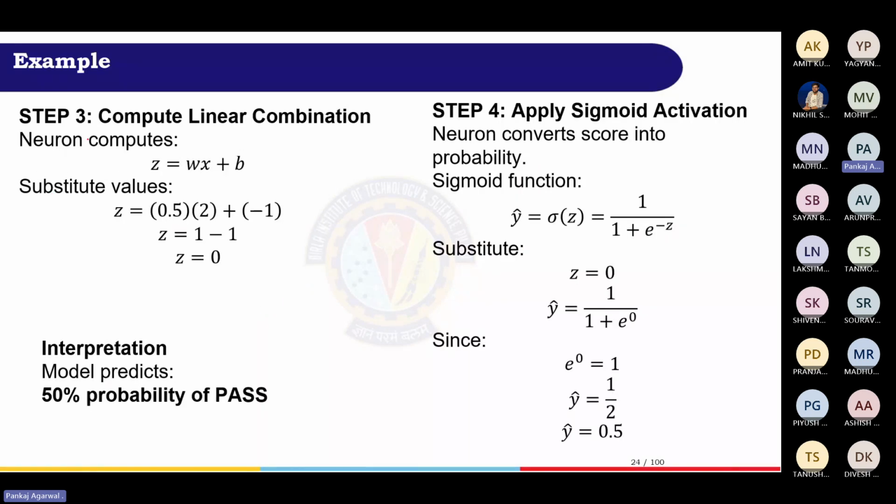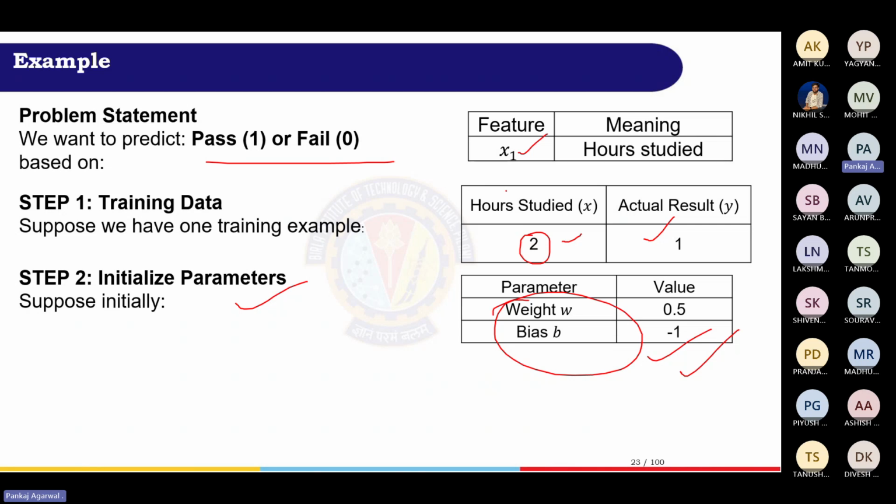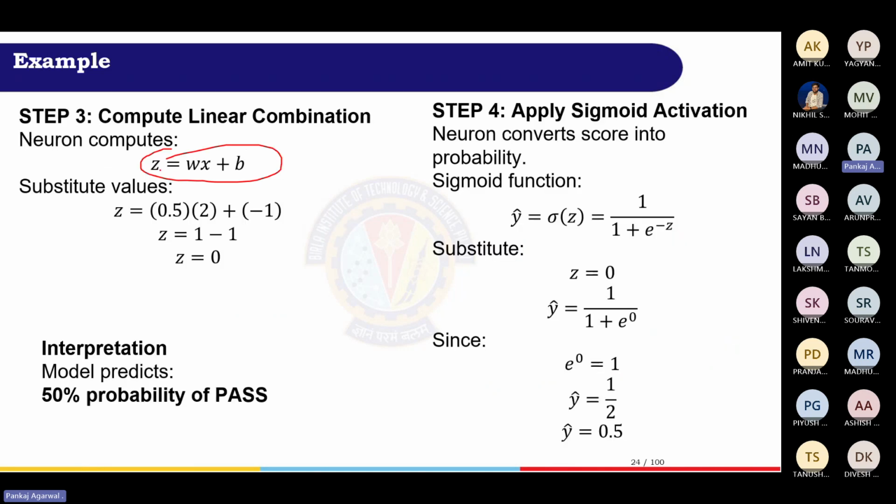The neuron receives all its input in the form of the X input, and everyone knows about W and B. By assuming certain values of B and W and a sample input, we calculated Z. Then we applied the sigmoid function, giving, suppose, 0.5. What's the interpretation of it? The model predicts a 50% probability of pass, and 50% probability of fail as well.